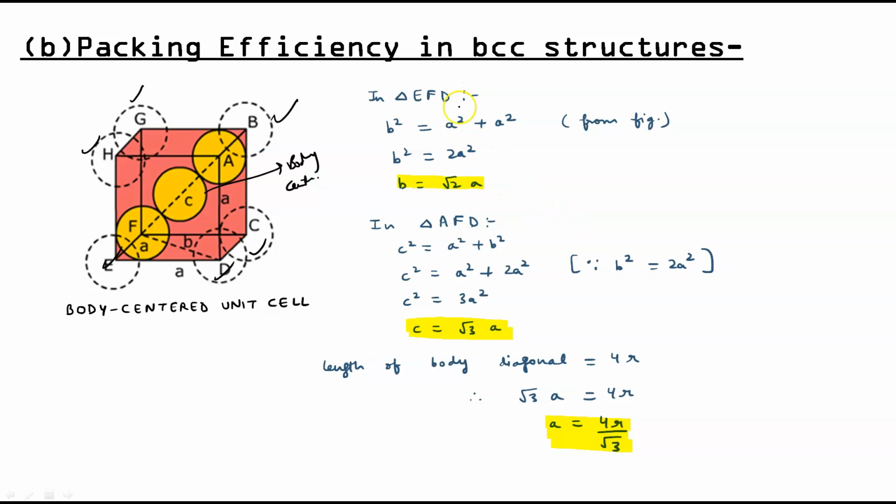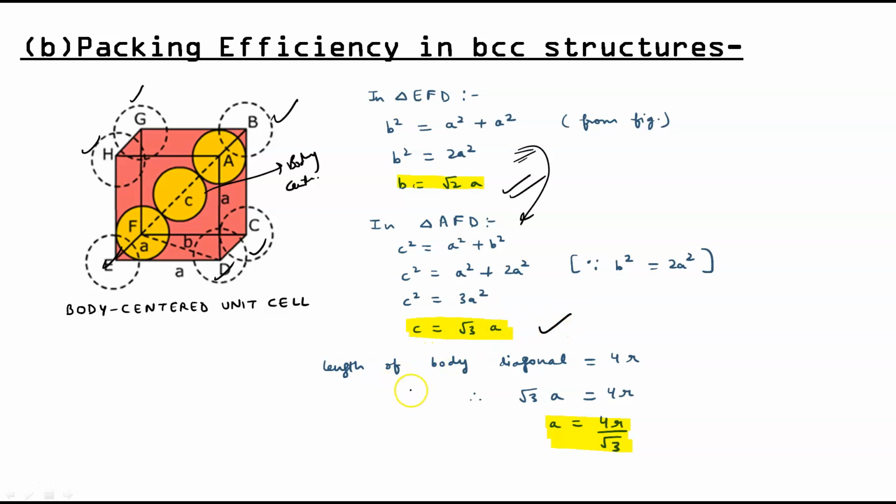So in triangle EFD, you can see B square equals A square plus A square from the Pythagoras theorem. So it comes out to B equal to root 2 A. Similarly in triangle AFD, again by Pythagoras, C square equals A square plus B square. C square equals A square plus 2A square, because B is root 2 A. This comes out to be C equal to root 3A.